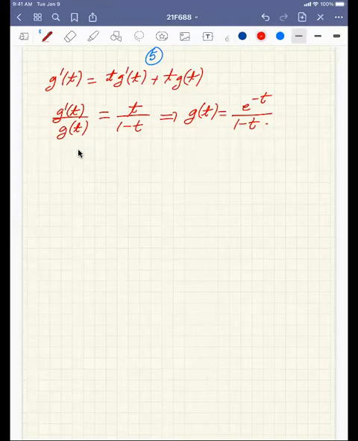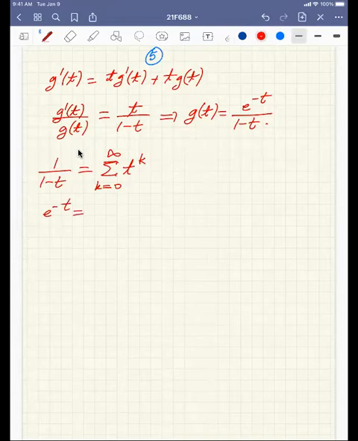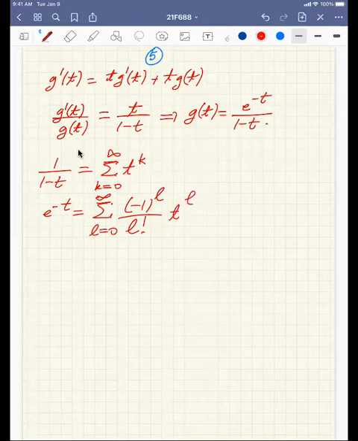Okay, but how is this going to help us with our formula for dn? Well, we look at each of these two expressions. So first of all, 1 over 1 minus t is a summation for k from 0 to infinity of t to the k. And e to the minus t is going to be a summation from L equals 0 to infinity of minus 1 to the L over L factorial times t to the L.